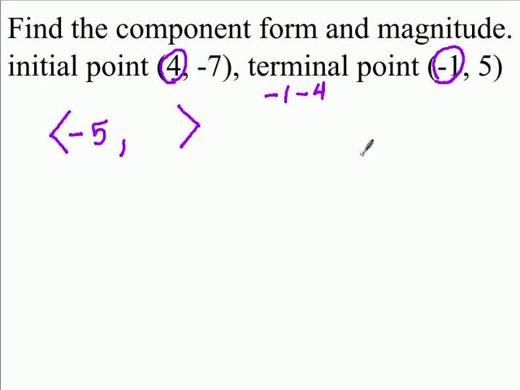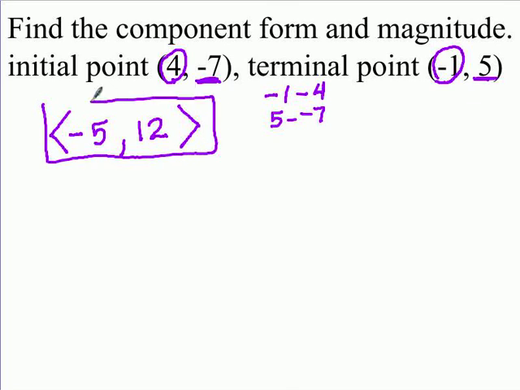Okay? So let's go ahead and look. Initial point, I start at -7. I end at +5. So really, what have I done? 5 minus -7, which is +12. Okay? Another way you could view that, what do you do to -7 to get +5? You add 12. So there's your component form.